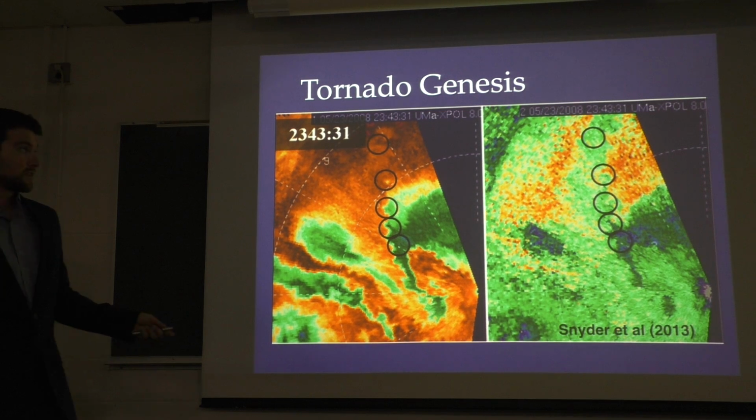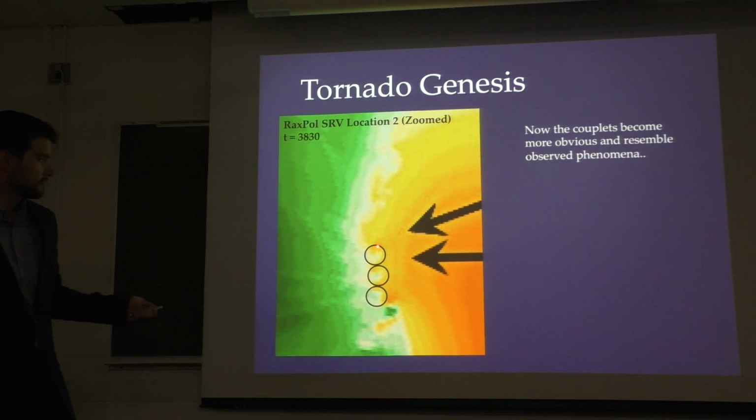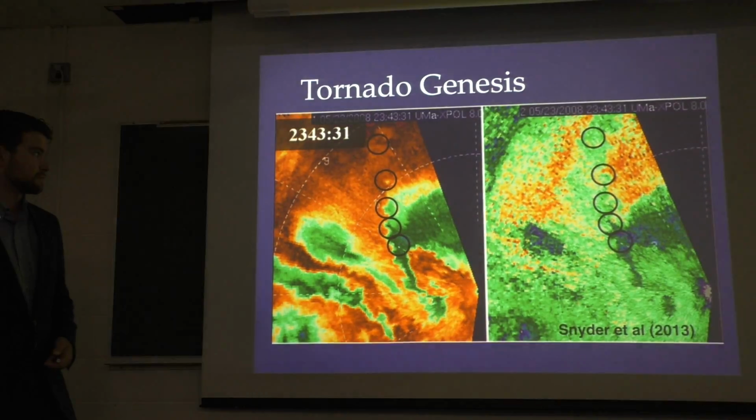So what's really cool about this is there have been field observations of this exact same phenomenon. This is from a paper by Jeff Snyder in 2013. This was a large tornado event that occurred in May of 2008. This is reflectivity on the left, velocity data on the right, and all these circles are circling the couplets. These two here look really similar to what shows up in this data. And that's just really gratifying to see that the real data is looking a lot like our emulated data.